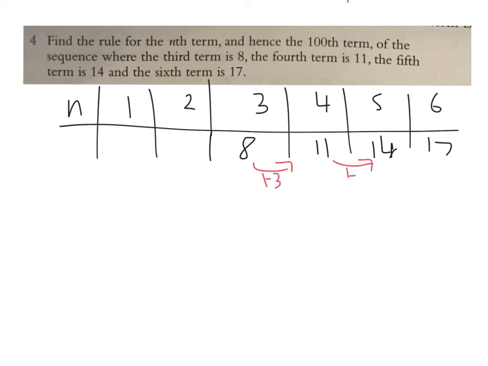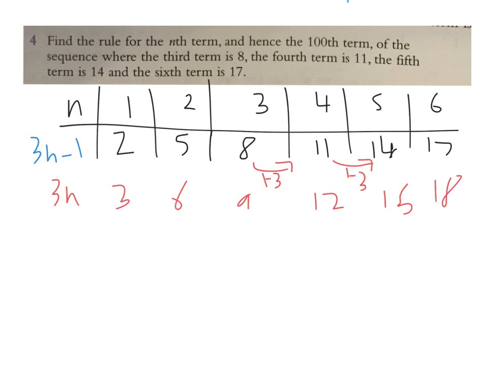So you want to work backwards to get the 1st term and 2nd term. They would be 5 and then 2. Because it goes up in 3's, that's like the 3 times tables, which we call 3n, 3, 6, 9, 12, 15, 18, and so on. And we can spot that this sequence we were trying to find out is 1 less than the 3 times tables. So it would be called 3n minus 1.